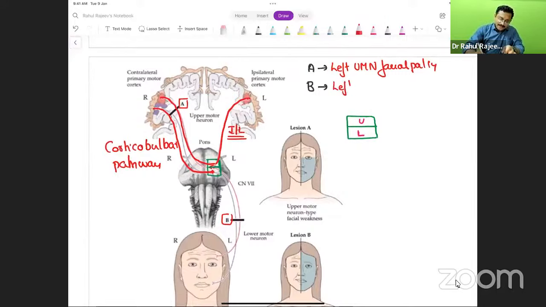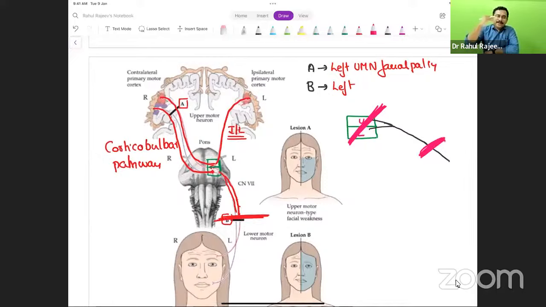A left lesion. B means what? The lesion is in the facial nerve. So from the facial nerve nuclei, you have fibers which come down. When these fibers are affected or destroyed, the entire face is affected, because the facial nerve nucleus has two parts, upper and lower. But these two fibers will join to form a single facial nerve. So when there is a lesion affecting the facial nerve or the facial nerve nucleus, either of these, you will call it an LMN facial palsy.